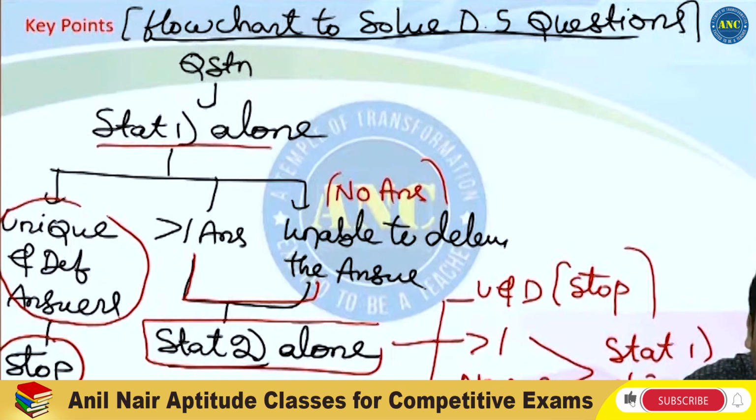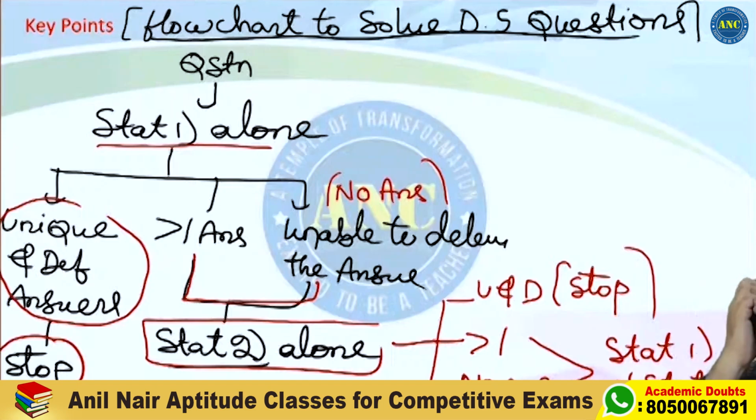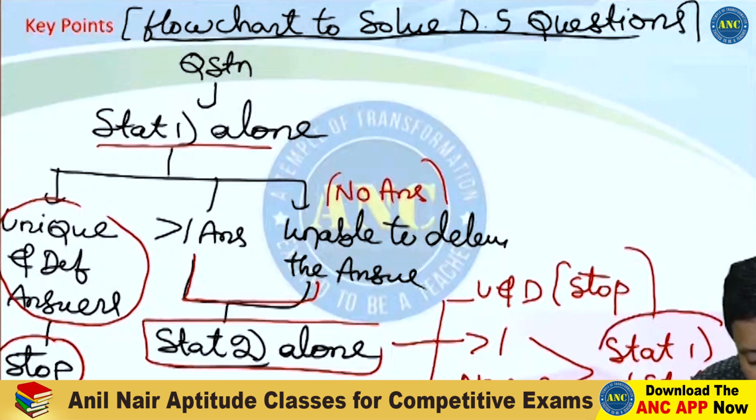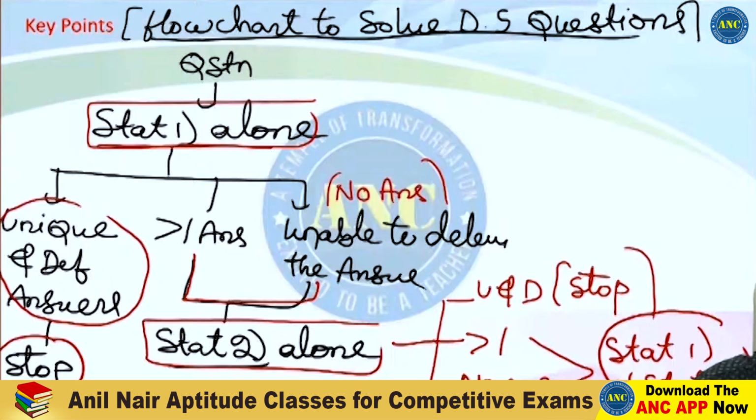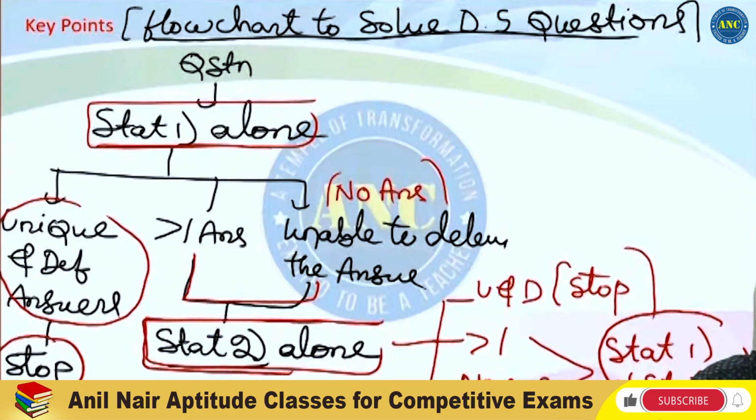Whenever you are getting a unique and definite answer, you stop and tick mark the answer. When that condition is violated, then you go to the next statement. One another important point: you will combine both the statements only after doing each statement alone. Please write down in your notebook.